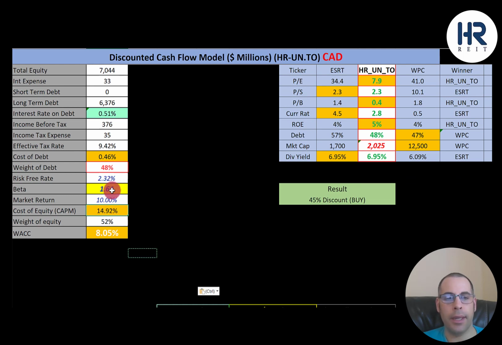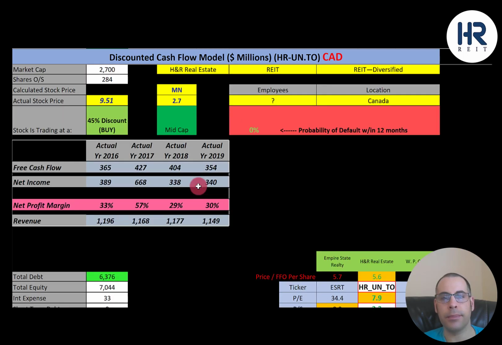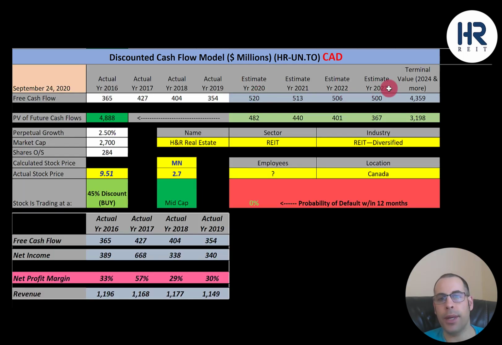That's how volatile the stock is. So it's a bit volatile. It moves more than 1.5 times the market. And their WACC is 8%, which is a blend of the cost of debt and cost of equity. And that's a discount rate we're going to apply to the future cash flows. We estimated 4 years of future free cash flows. We also estimated terminal value, which is all cash flows past year 4.